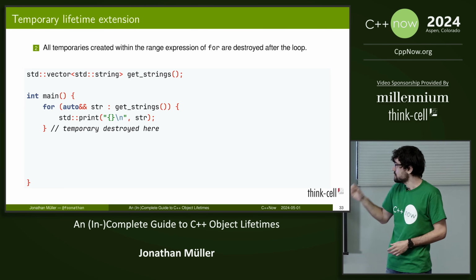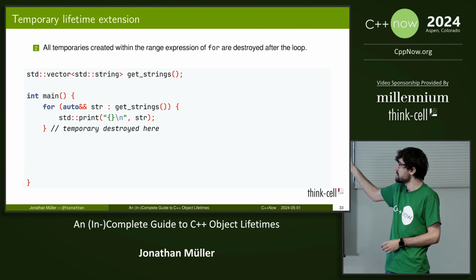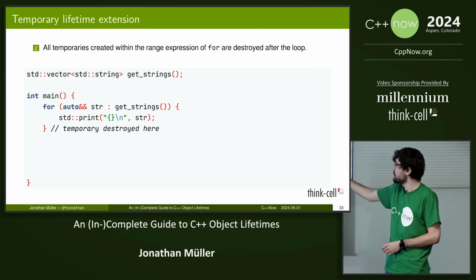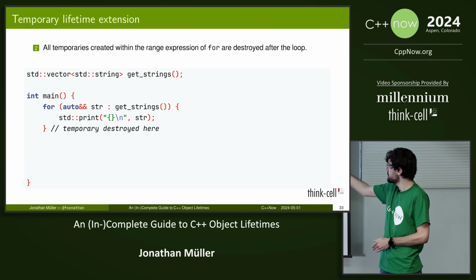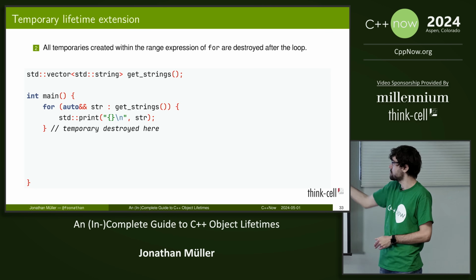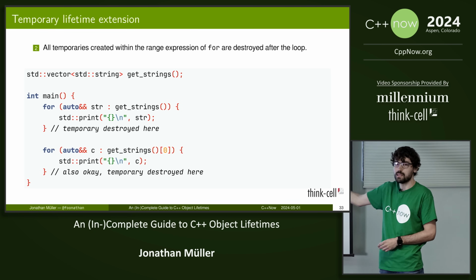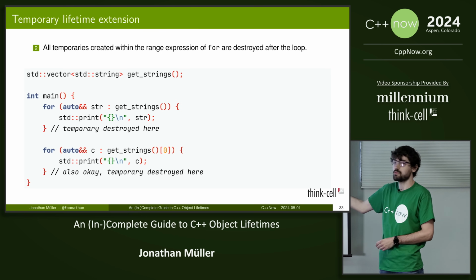The second exception is for range-based for loops. All temporaries created within the range expression, so after the colon, are destroyed only at the end of the loop. So this code is perfectly fine, because the temporary we create to iterate over it is destroyed at the end of the loop. But so is this one, because the temporary we created to call the square bracket operator is also destroyed at the end of the loop.